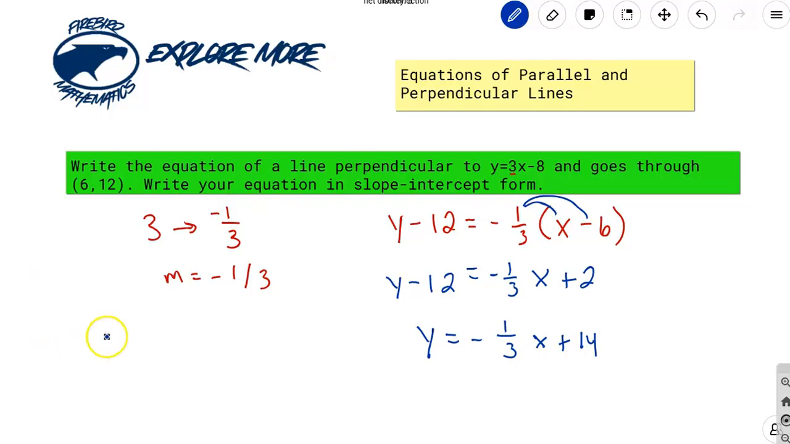Okay. Now, we could check this a couple different ways. One way we could check this is by graphing it. We could graph this line that we just created in Desmos. We can make sure that it is indeed perpendicular to the original line and make sure it goes through 6, 12. So I'm going to do that real quick, and I'll show you what that looks like.